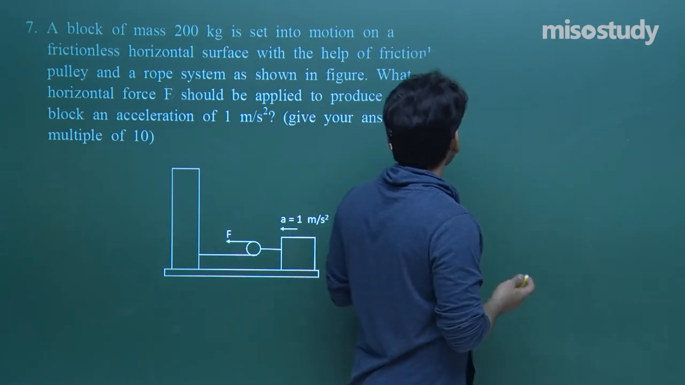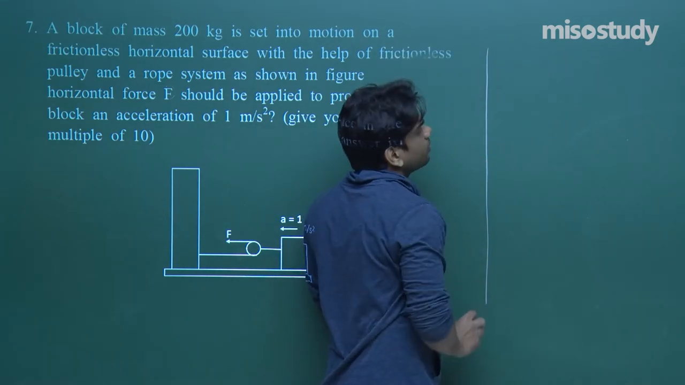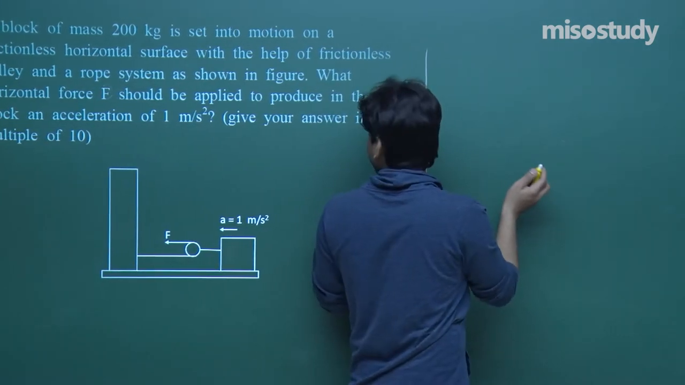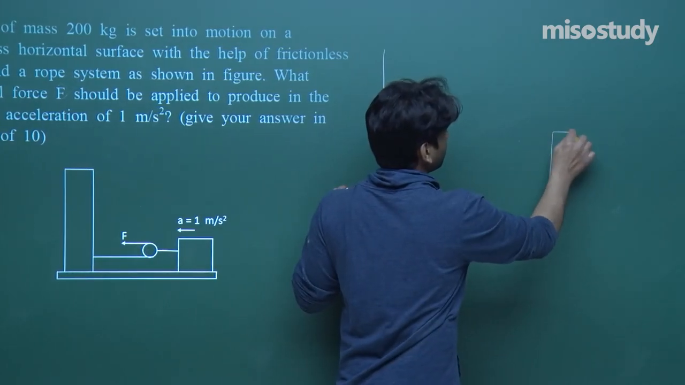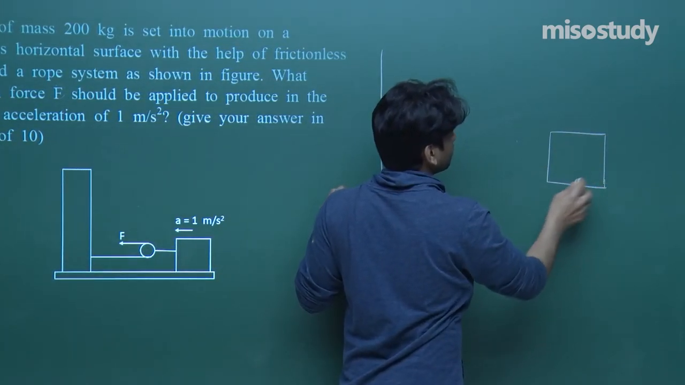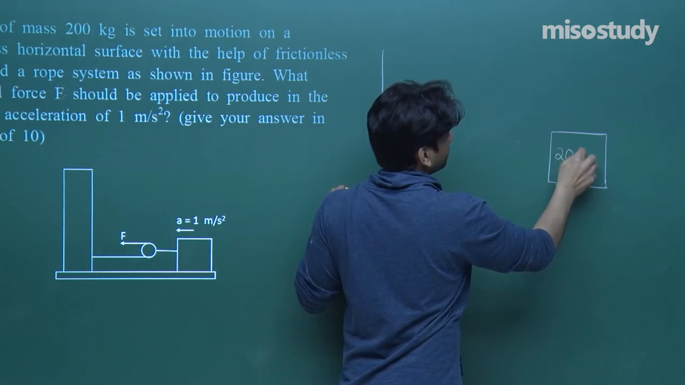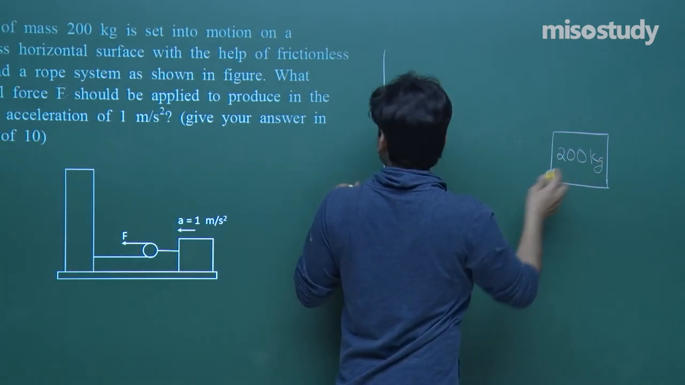Now let's see here. First of all, let me make the diagram. You have a block, its mass is given as 200 kg. A pulley is attached.